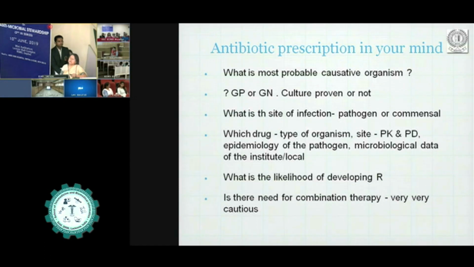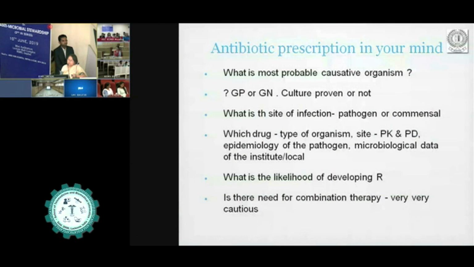And what is the likelihood of developing resistance? And in the scenario, in the institute, or in that local area, what is the antibiogram pattern? What is the susceptibility pattern? What is the resistance pattern of that particular drug that you have in mind, in the local region or in the institute? And in addition to this, what I would like to mention is about the PK and PD.